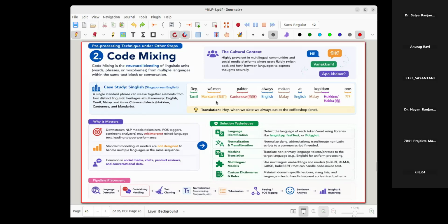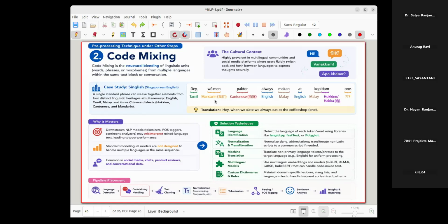Now the question is, why does it matter? If you have code mixing text, what is the problem? Many downstream NLP models which use a tokenizer, POS tagging, a sentiment analyzer or any other module may misinterpret this mixed language text, which will lead to poor performance of your model. This is one problem. Another problem is that if you have a monolingual model, meaning your model is trained on text in only one language, and it gets code mixing text as input, it will be difficult for that model to parse it and find the answer. Where will you get this? It is very common in social media, product reviews, chats, and conversational data. Any kind of conversational data will have this problem of code mixing language.